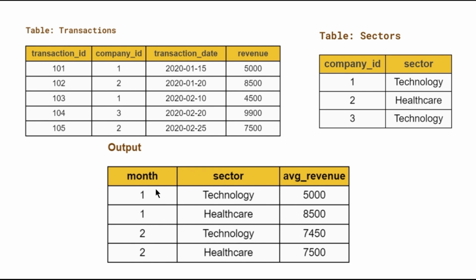As you can see, for the February month with the technology sector, our average revenue has come out to be 7,450. Now the last one is with company ID 2, which belongs to the healthcare sector. Company 2 has a revenue of 7,500 in February. So the average revenue for healthcare is 7,500 here, as there is only one transaction. I hope you understood the input table and the output tables over here.